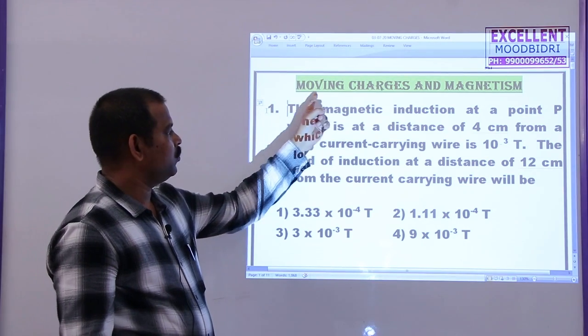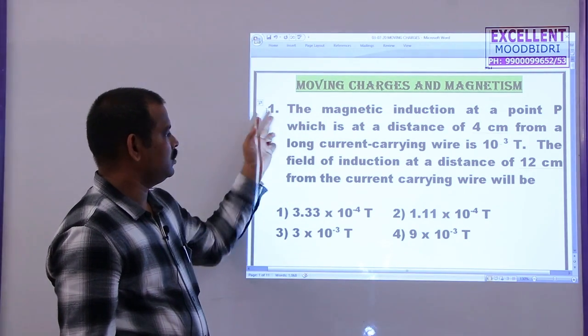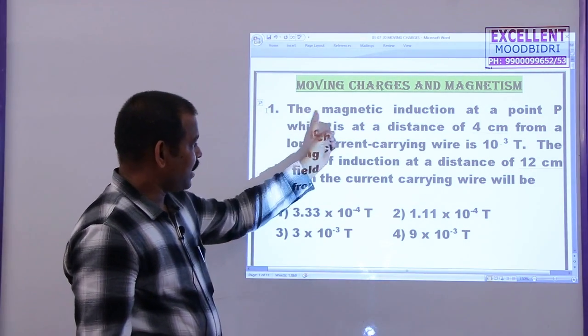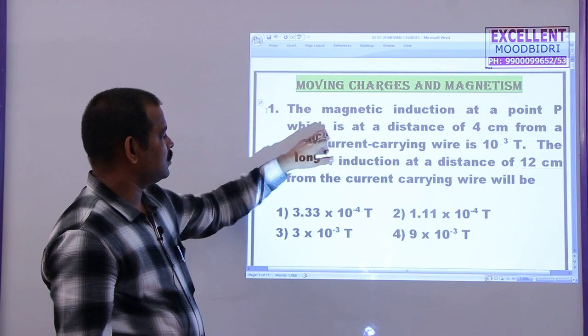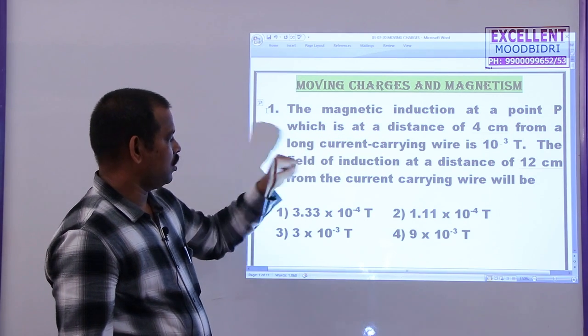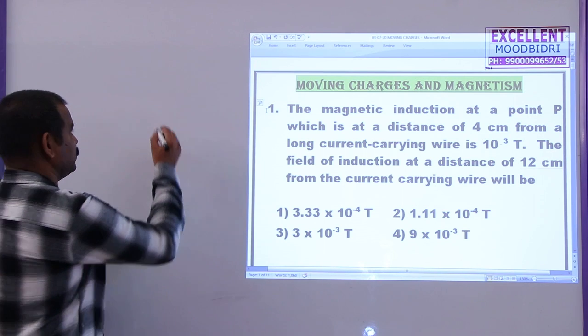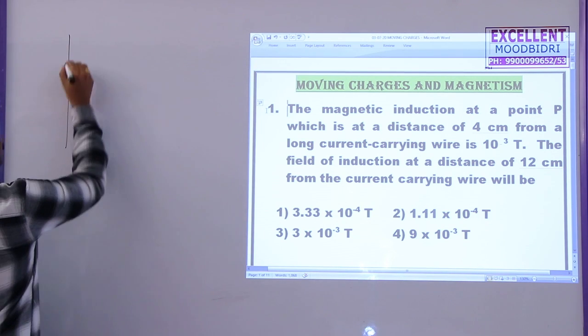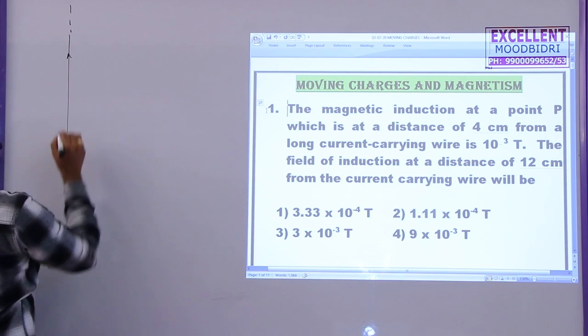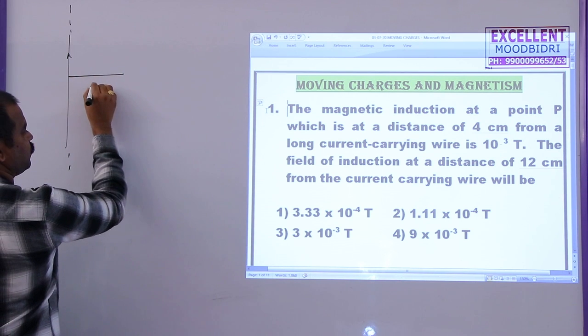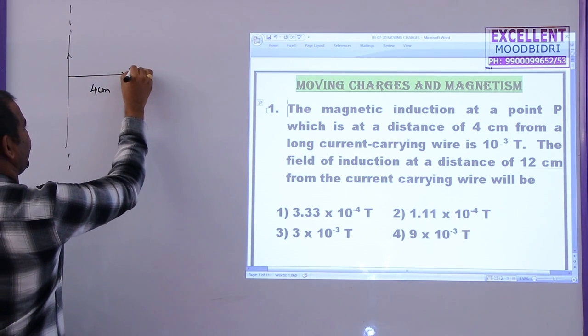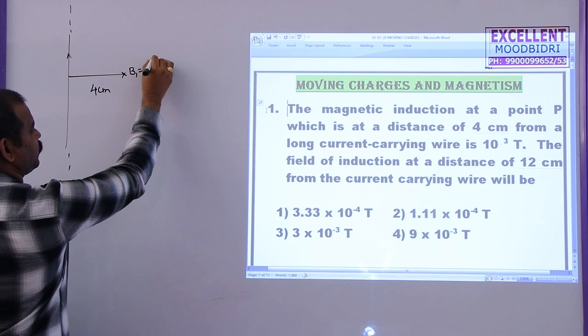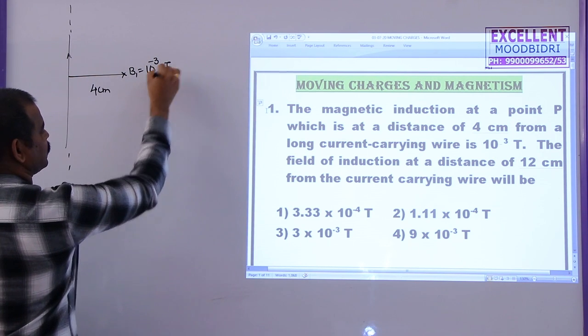New topic, moving charges and magnetism. So here, first problem. The magnetic induction at a point P, which is at a distance of 4 centimeters from a long current carrying wire, is 10 power minus 3. So this is a long current carrying wire, infinite in length, and at a distance of 4 centimeters, the magnetic field is 10 power minus 3 Tesla.